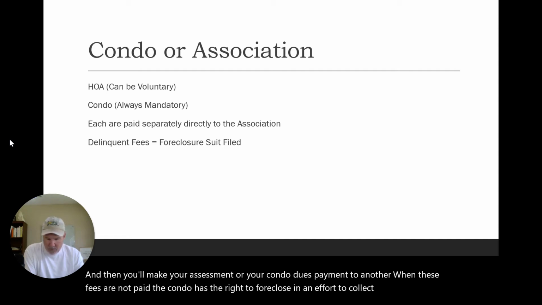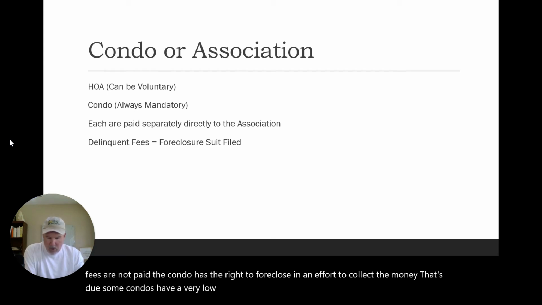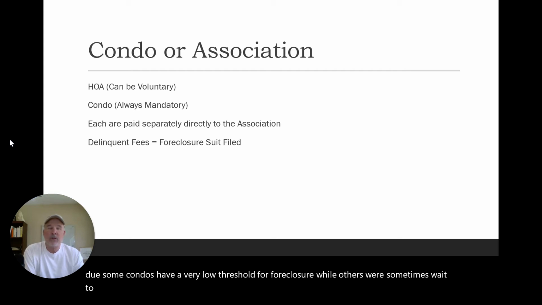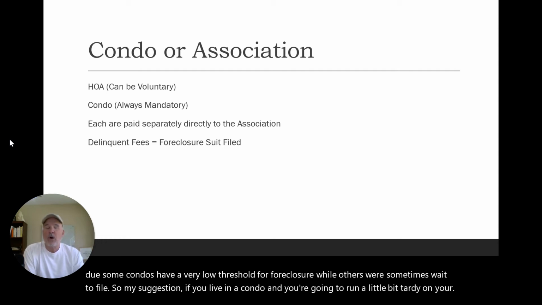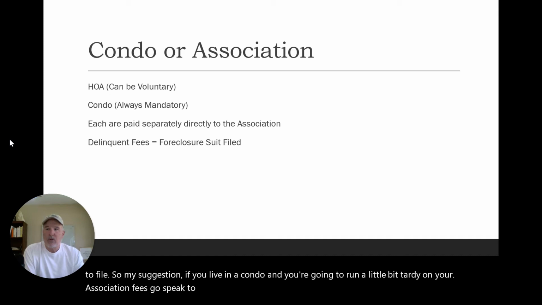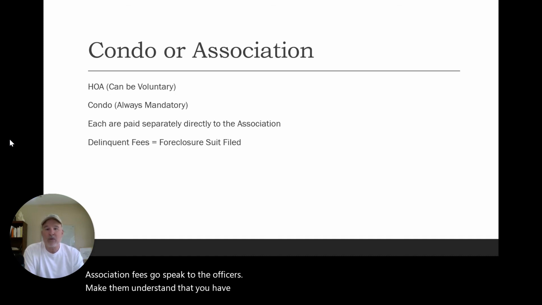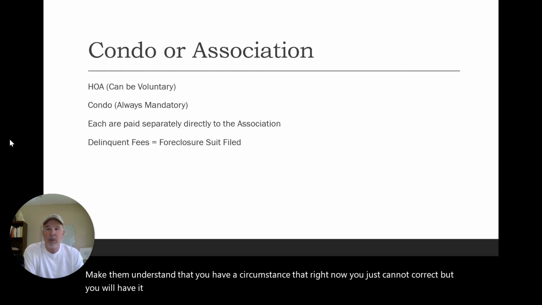When these fees are not paid, the condo has the right to foreclose in an effort to collect the money that's due. Some condos have a very low threshold for foreclosure, while others will sometimes wait to file. So my suggestion, if you live in a condo and you're going to run a little bit tardy on your association fees, go speak to the officers. Make them understand that you have a circumstance that right now you just cannot correct, but you will have it corrected soon. Make a promise to pay and stick to that promise, and they won't foreclose you out.